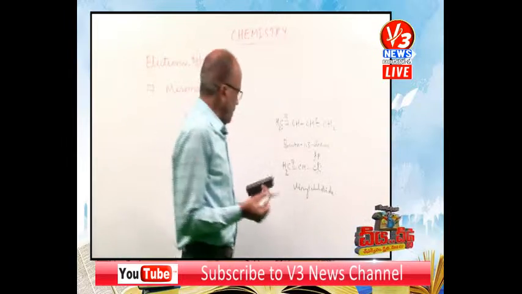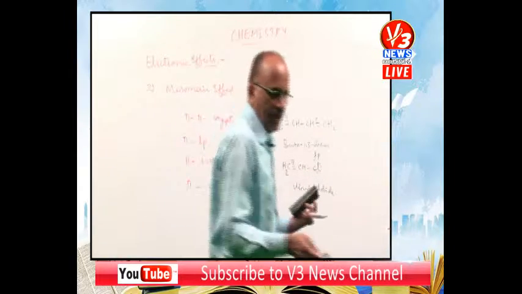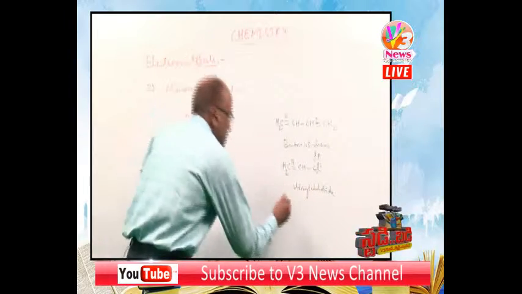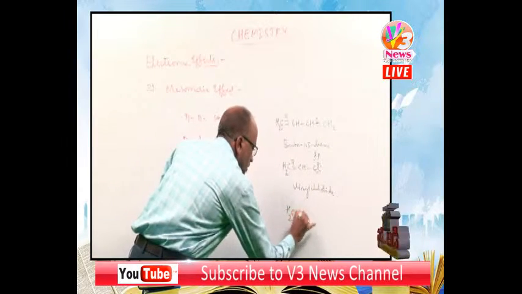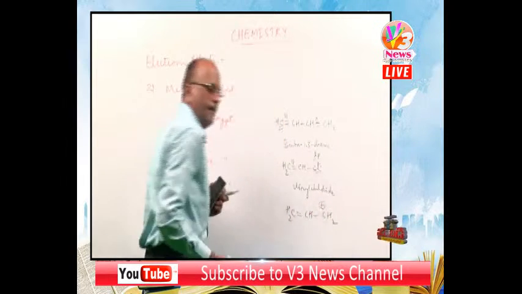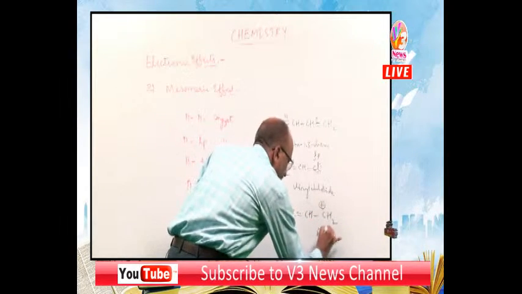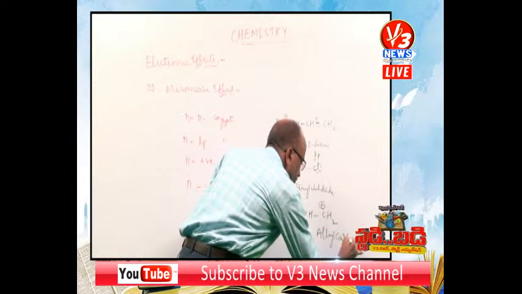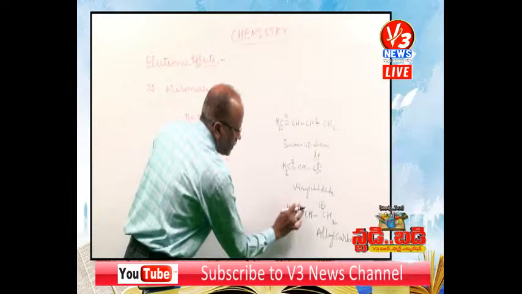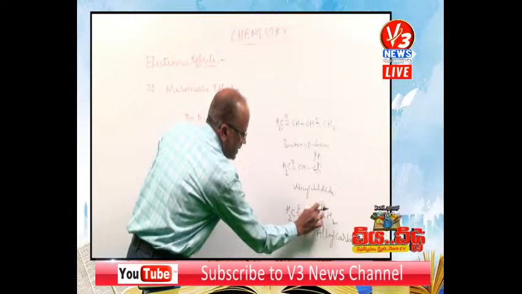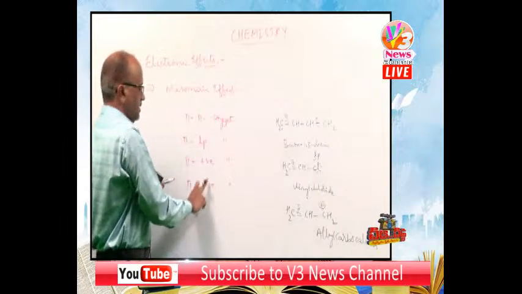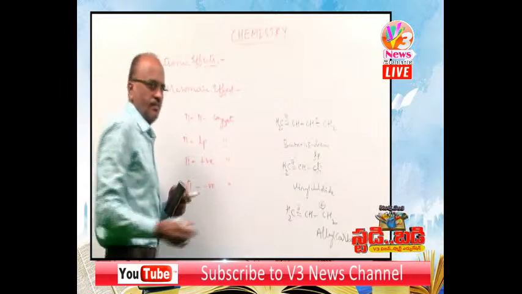Then if we take another one, that is pi positive conjugation, CH2 double bond CH, CH2 plus. This is called allyl carbocation. Now observe this one: this is a pi bond, this is a positive charge, separated by a sigma bond, so this is called pi positive conjugation.